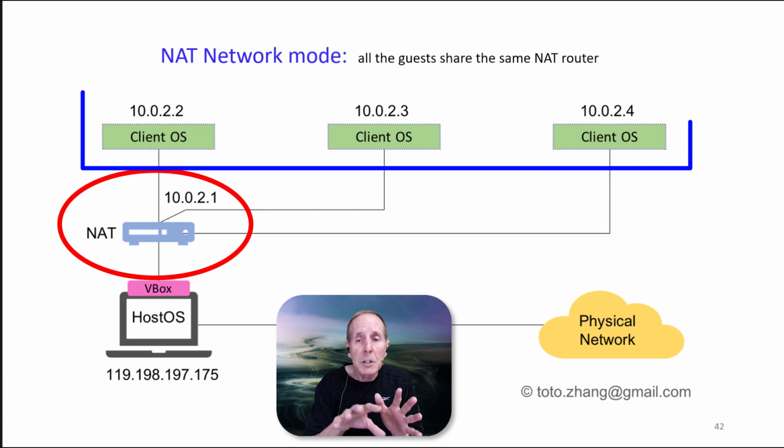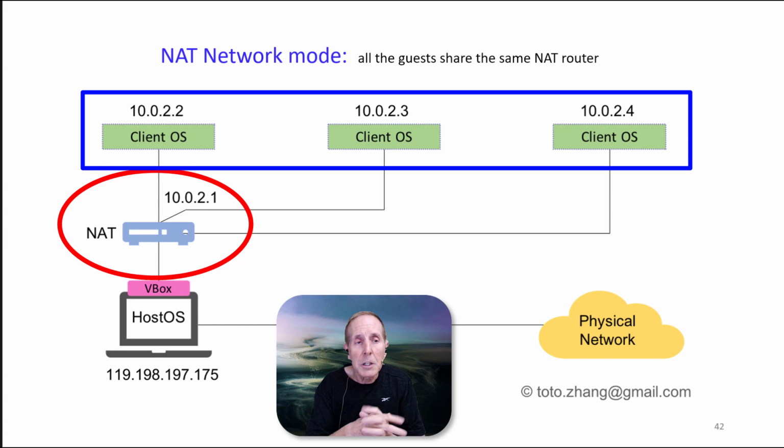Right now, you can see you get 10 dot numbers, which are the Class A private IP addresses. But all these IP addresses you can change, but you have to use VBoxManage.exe, which is the command line interface.